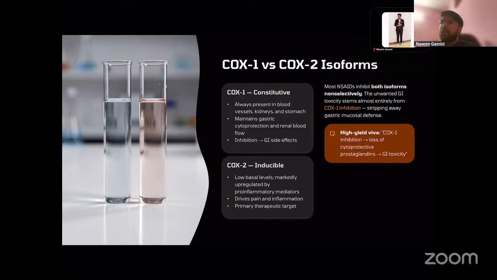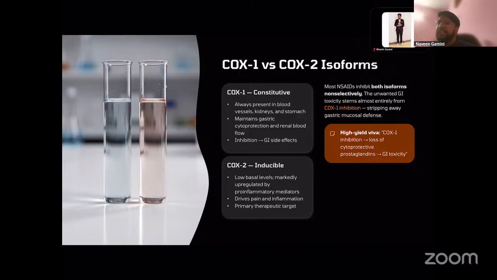Whereas COX-2 is inducible, that is, there will be low basal levels and it will be upregulated when there are pro-inflammatory mediators. COX-2 is the one which drives pain and inflammation. So COX-2 is the enzyme which we have to target therapeutically. Most NSAIDs which are available inhibit both these isoforms, COX-1 and COX-2, non-selectively.